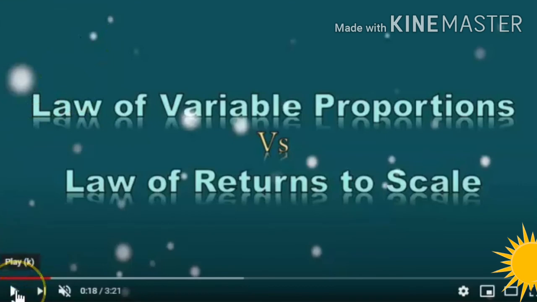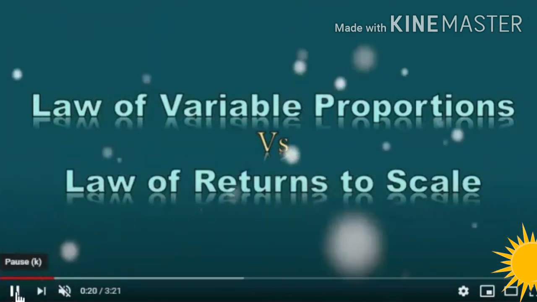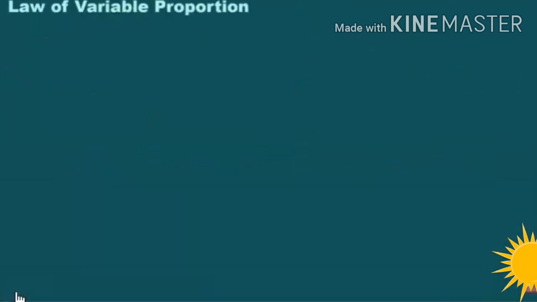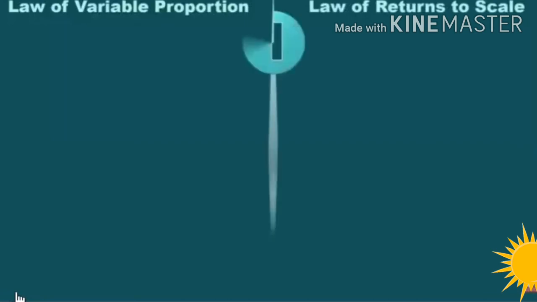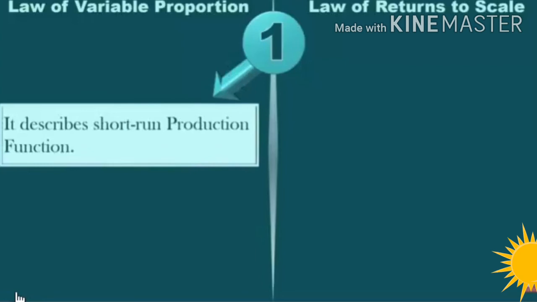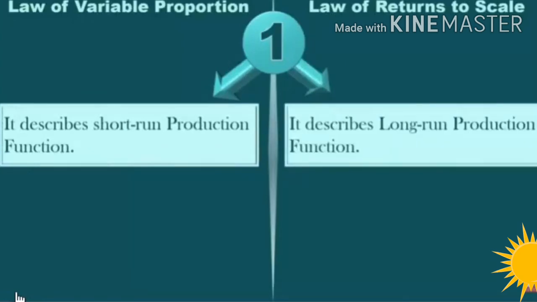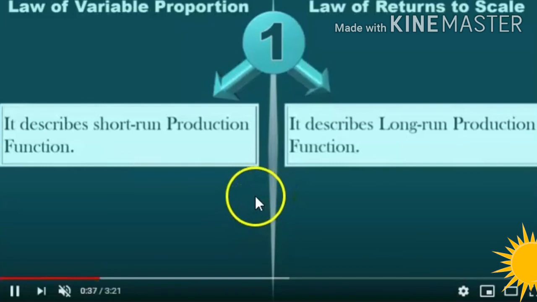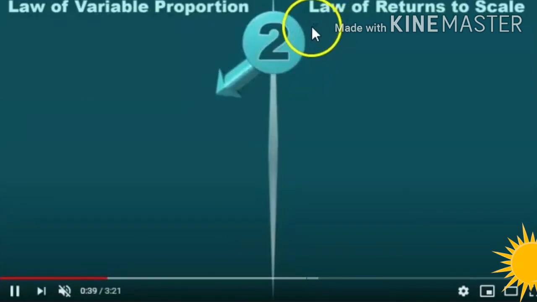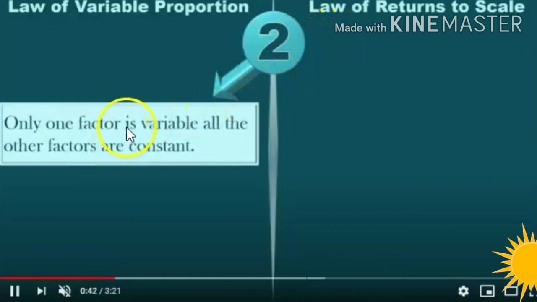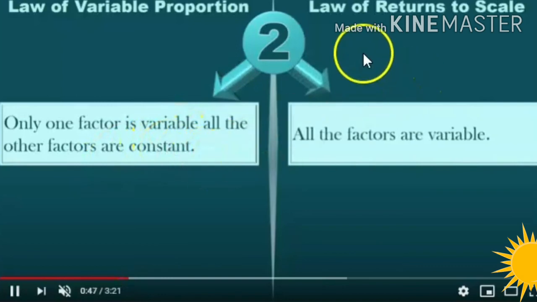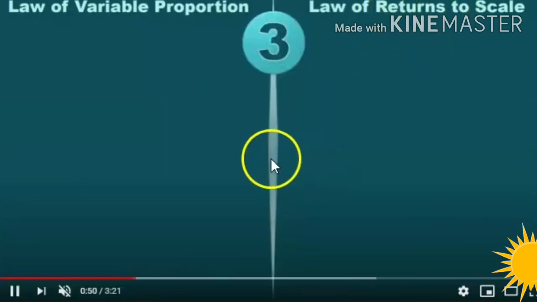Next, we are going to discuss the difference between variable proportion and returns to scale. As you know, we have studied only variable proportion in detail. In your syllabus, only this much is to be studied, and you have to just see the difference between both. Variable proportion describes the short run production function, and returns to scale represents the long run production function. In variable proportion only one factor is variable and all other factors are constant, and in the law of returns to scale you can see all factors are variable.